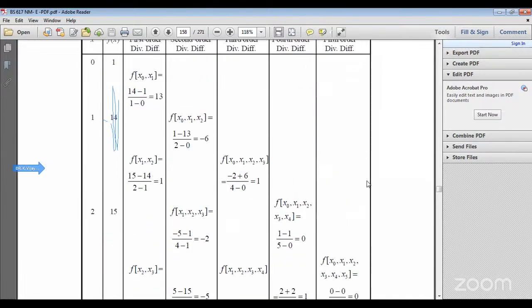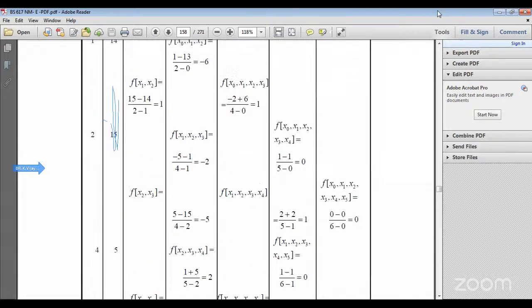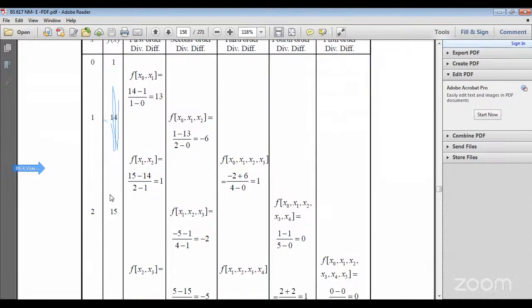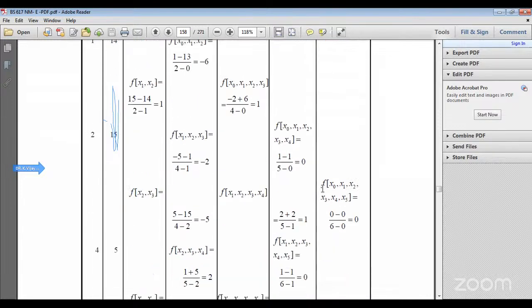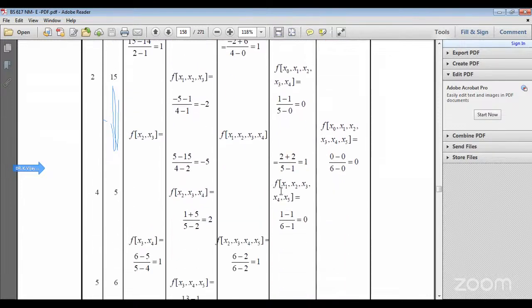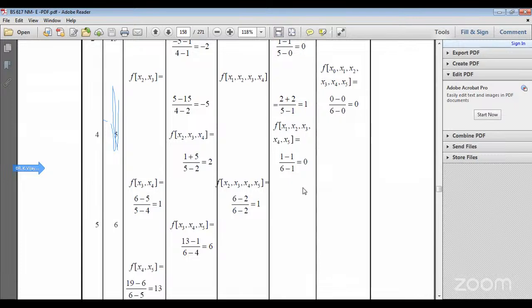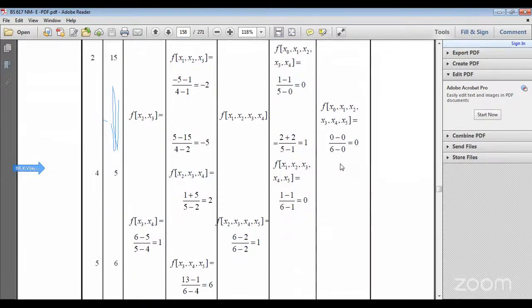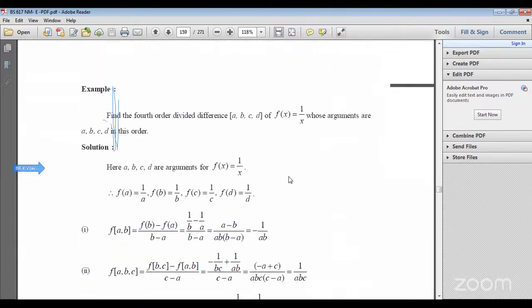I am writing the values x0, x1, x1, x2, x2, x3, x3, x4, x4, x5. Then I take x0, x1, x2, that is 1 minus 13 by 2 minus 0. These are the three values I am taking here. Then again x1, x2, x3, x4 and x2, x3, x4, x5. The values are 0 minus 0 by 0 minus 1. This 0 minus 0 value I am ignoring, and 0 minus 0 by 6 minus 0. So these are the fundamental values I am taking here.